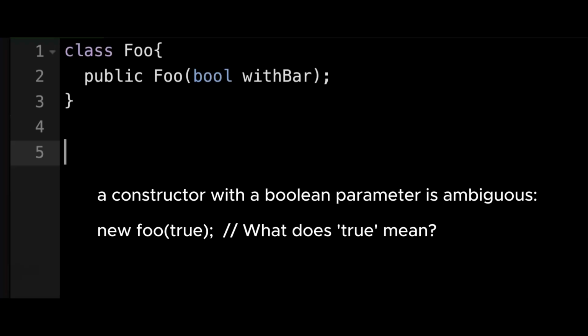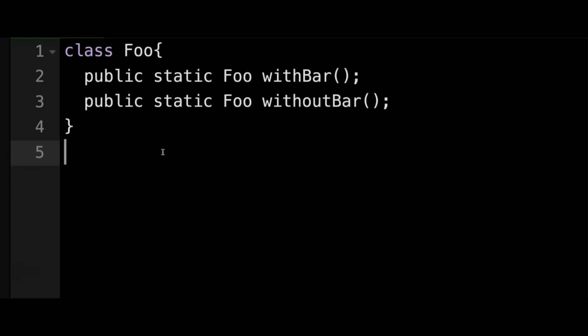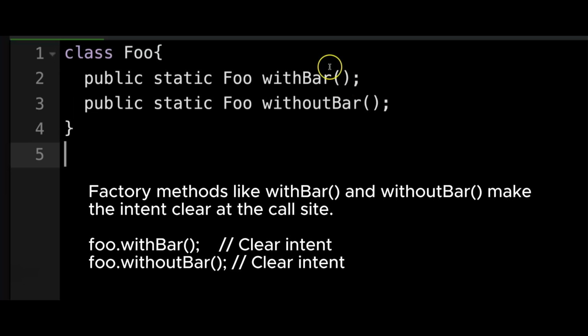Consider the code snippet here in which we have a typical constructor. This second version here with static factory methods of with bar and without bar is much more expressive than the constructor with a boolean. The method names clearly describe the intent, while the boolean true or false in the constructor is less obvious and can be confusing. So because it avoids the magic boolean values, it makes the code easier to understand and reduces the likelihood of errors when calling the original constructor.